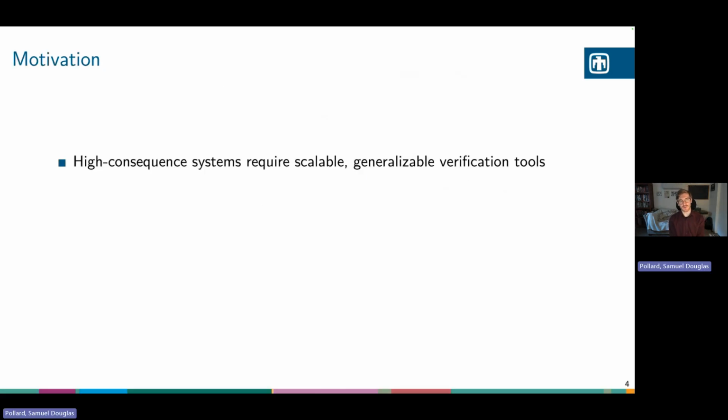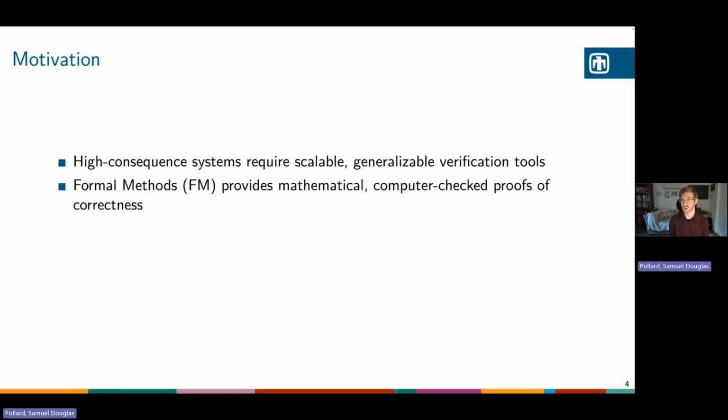So the motivation for the Digital Assurance for High Consequence Systems mission campaign is that high consequence systems require scalable, generalizable verification tools so we can get the very high assurance that we need. The area I work in, which is called formal methods, can provide mathematical computer-checked proofs of correctness, which means you can understand the entire state space of a program's behavior, provided you write the specifications correctly and you put in the effort.